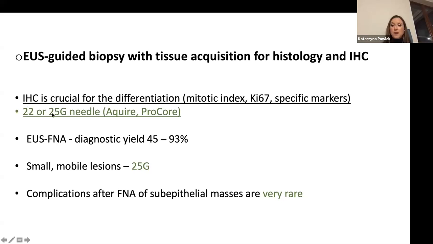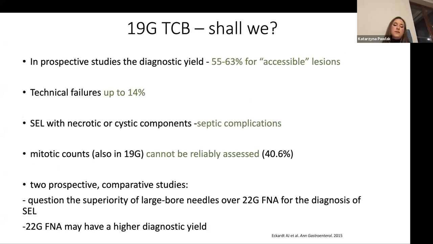Here these two types of needles can be very helpful, like Acquire and ProCore, 22 or 25 gauge. And when it comes to the diagnostic yield of EUS FNA, it's up to 93%. What can be helpful in case of small lesions and mobile lesions located in the stomach is the 25 gauge needle. And you should keep in mind that complications after FNA of subepithelial masses are very rare.